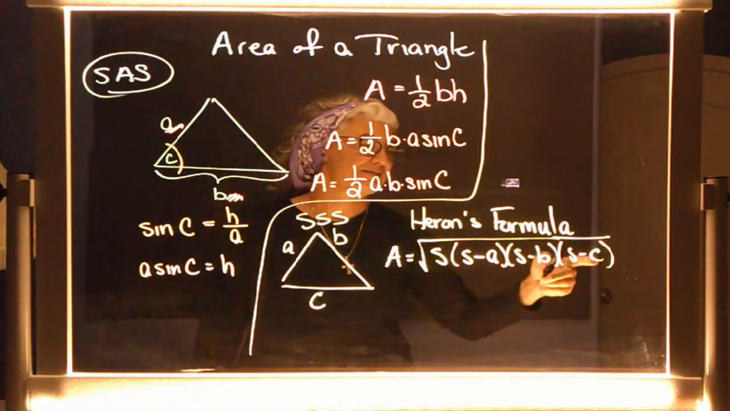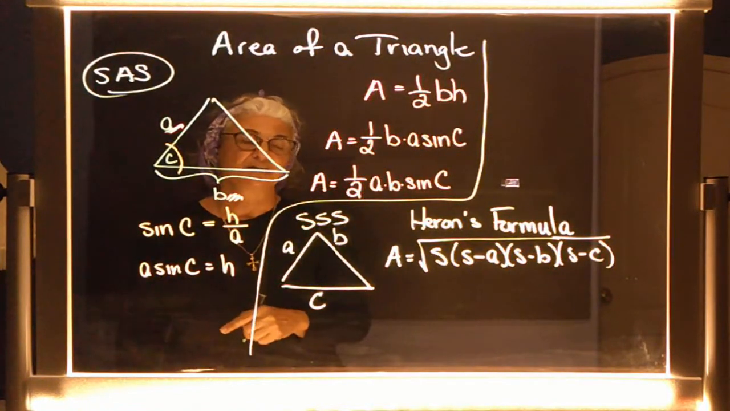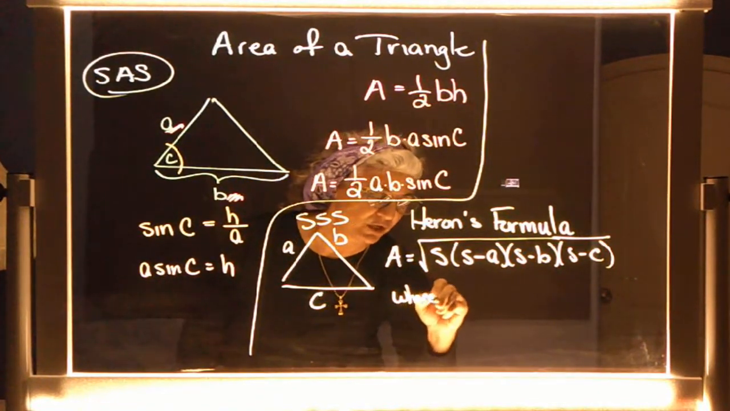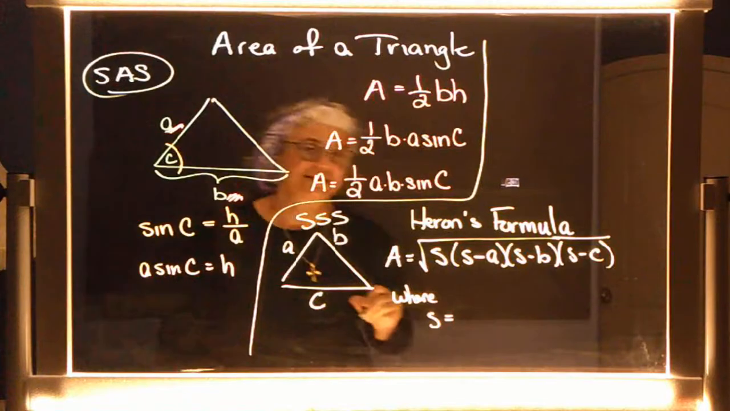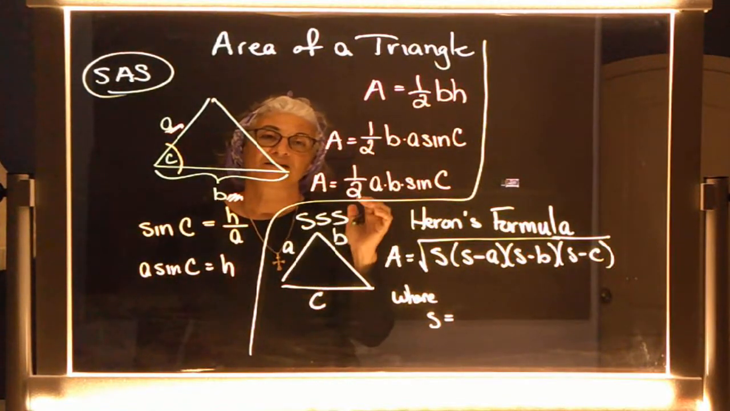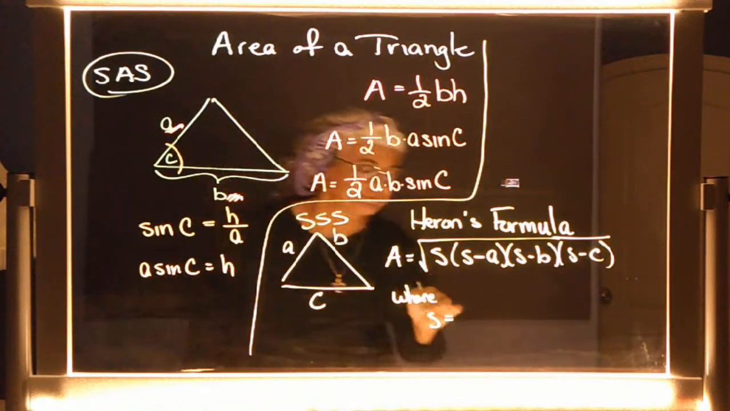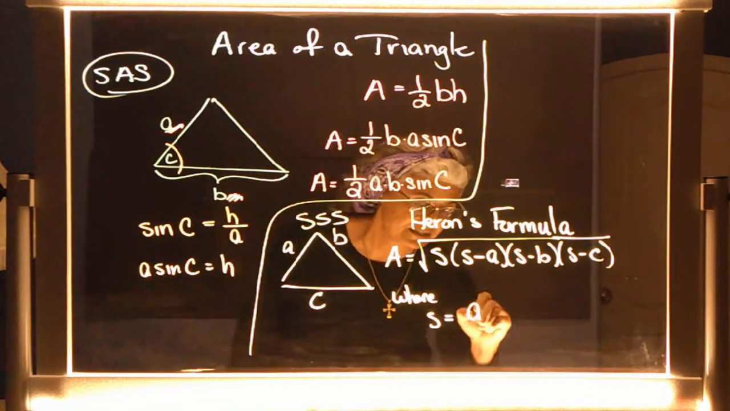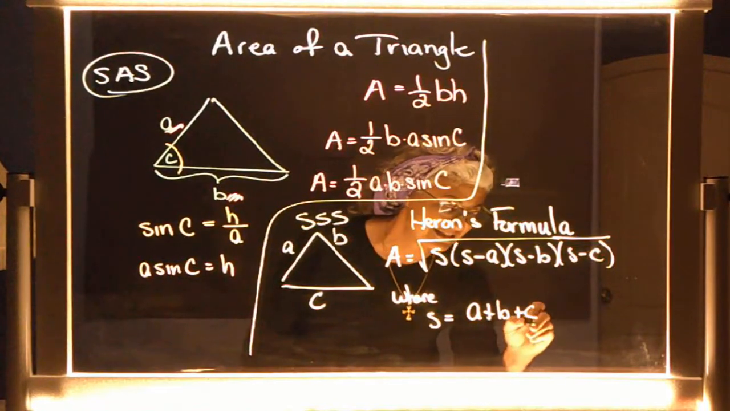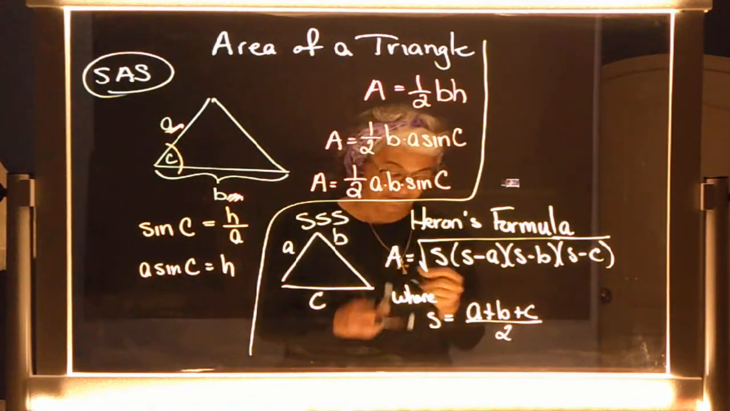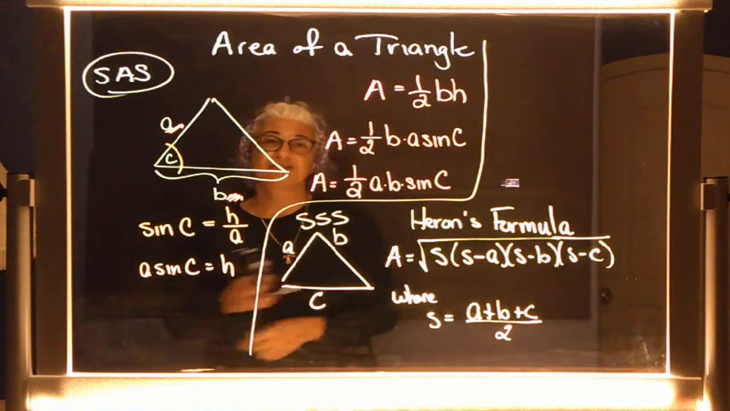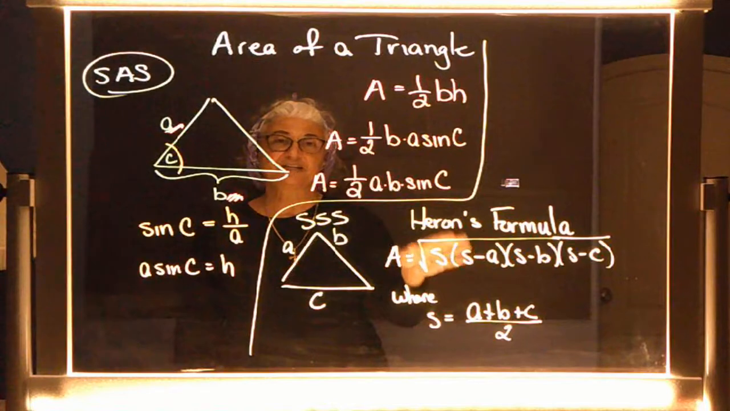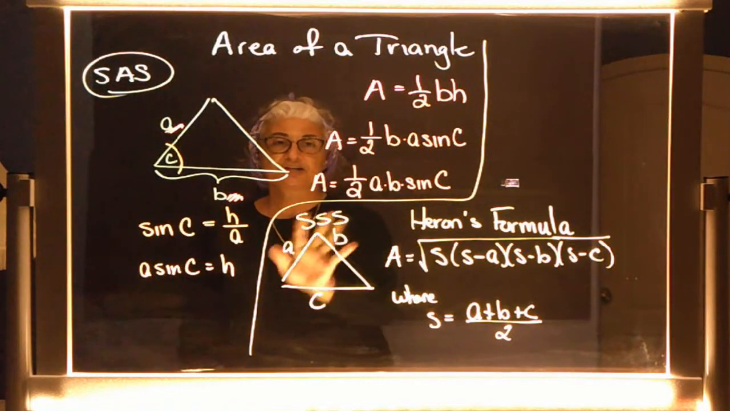Now, A, B, and C are the sides of the triangle. And you're like, where does this S come in? What does S represent? Okay, well, S is the semi-perimeter. You know how to find the perimeter of a triangle. You add all the sides together. And semi means you cut it in half. This is Heron's formula.